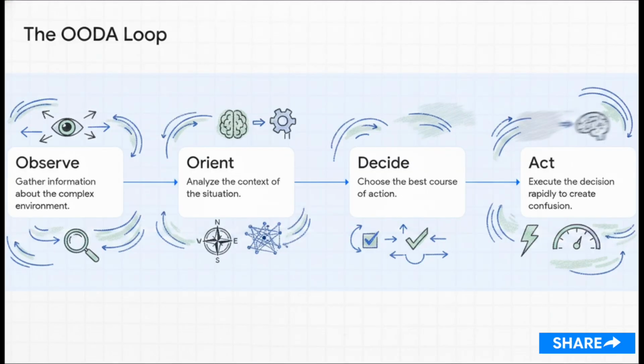The loop is just 4 steps. Observe the environment, orient to the context of what you're seeing, decide on a course of action, and act. OODA. Now, the faster you can cycle through those 4 steps, the faster you paralyze the enemy's decision-making process.